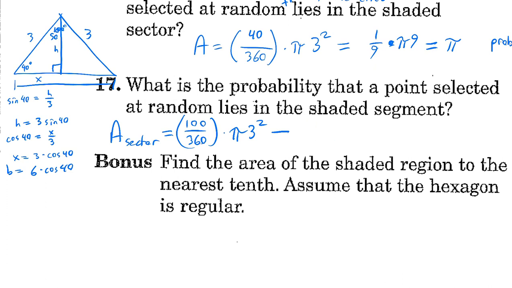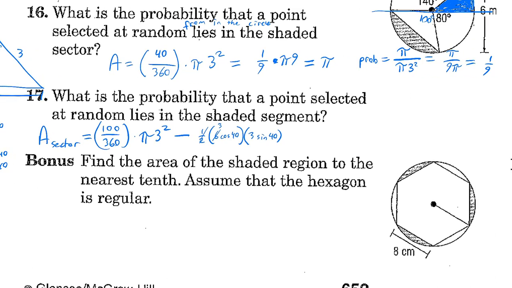So when we go to take the area of this triangle, I'm going to erase "area of triangle" here and say this is 1/2 times the base of the triangle, 6 cosine of 40, times the height of the triangle, which is 3 sine of 40. The 1/2 and the 6 cancel to make a 3.